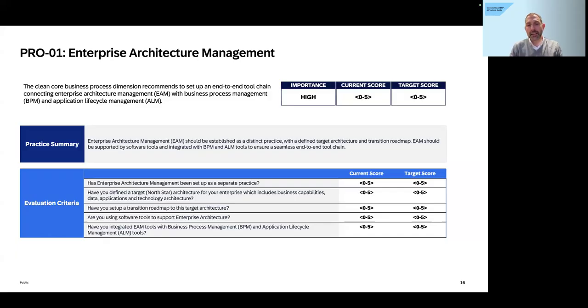So, for example, if I take one of the questions: have you defined a target North Star architecture for your enterprise, which includes business capabilities, data, application, and technology architecture? Let me take an example, anonymized but still real. No, we don't have a North Star architecture. We don't have business capabilities. We don't say what differentiates us. We don't have an application architecture overview. Yes, we could ask 10 people and they would tell us what applications exist. That obviously is an action. I did it a little bit simplistically, let me say it this way.